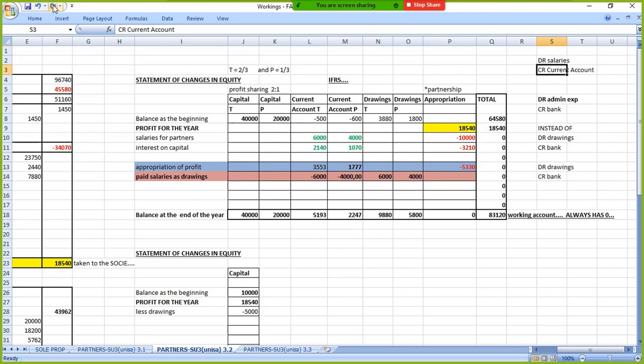Other way around. Yes, okay. This is their entitlement. They're entitled to salaries. They're entitled to interest on capital. Whether they take it or not, it's their own decision. When they take it, then you will have drawings, because drawings indicates an amount that was paid out to the owner.